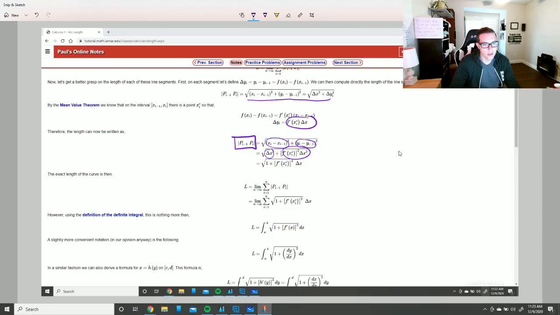And then notice they factored a delta x out. They factored delta x out of the thing and then took the square root of it. So imagine factoring delta x squared out of both of these terms and then putting it out front. So now the exact length is given by, they're just restating. This is a restatement of all the work.